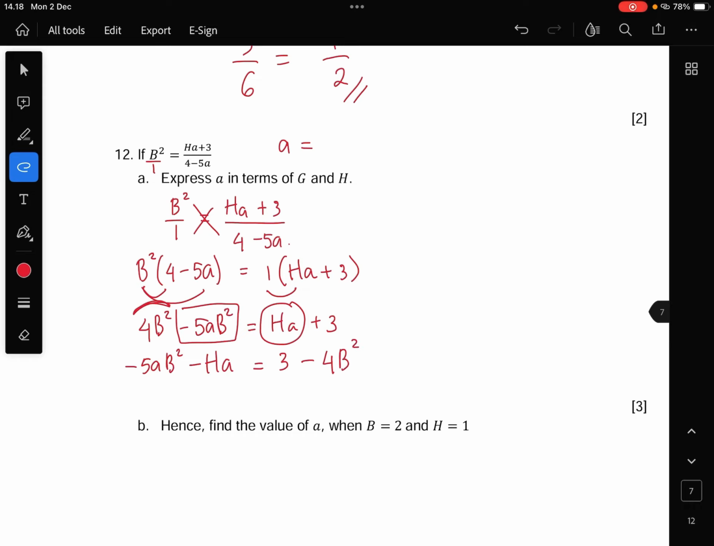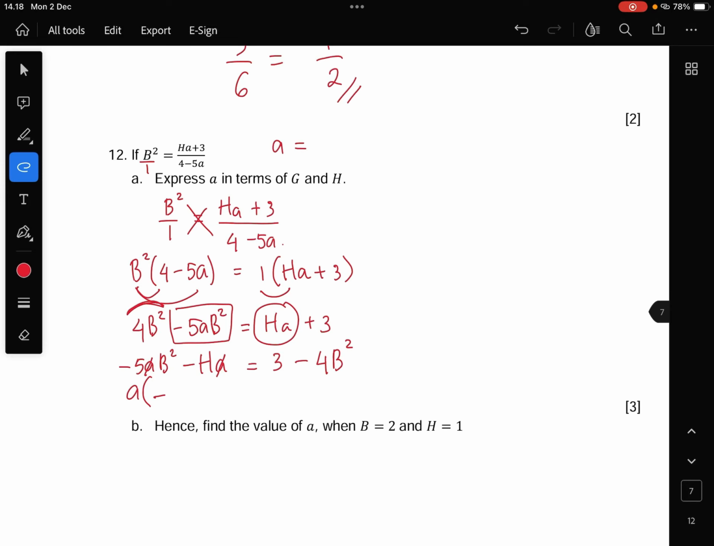Now we need to take out the a alone. Okay, so we factorize it. Your a is already taken out, so you can just cancel it, and then you see the remaining is negative 5b squared minus 8, right? Is equals to 3 minus 4b squared. Okay, so we can just leave the a alone, which means you put this as a divisor on the right side. So a equals 3 minus 4b squared divided by negative 5b squared minus 8.